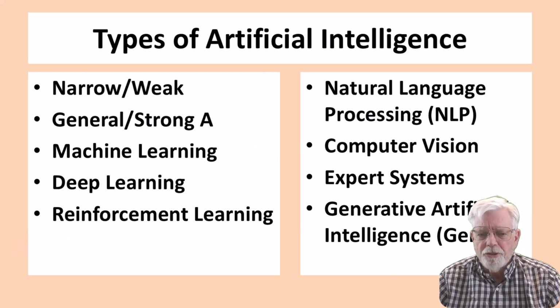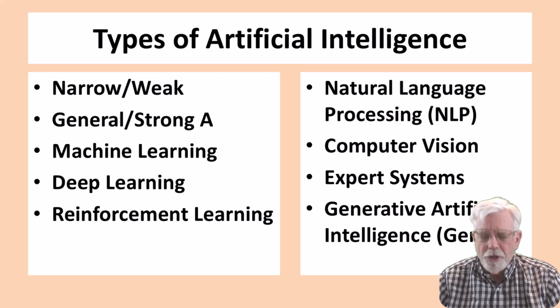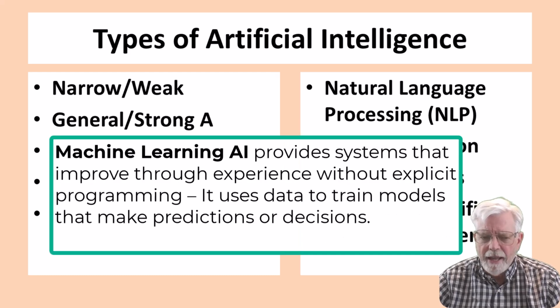Here are the many branches of artificial intelligence. I'm listing them here so that you can be aware of the many differences and capabilities. We will only be concerned with generative artificial intelligence as it relates to creating software code. Machine learning AI provides systems that improve through experience without explicit programming. It uses data to train models that make predictions or decisions.